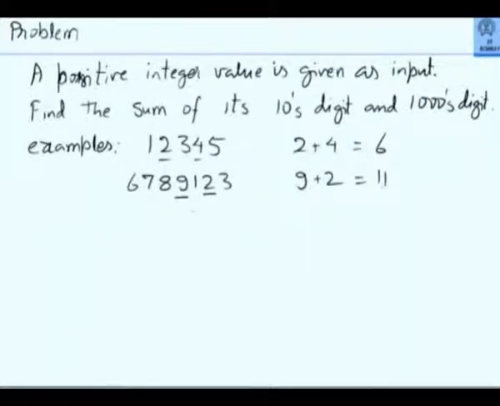Suppose somebody gives you a number 345. So what is the 1000 digit? It is 0, which is non-existent here, plus 4, which is this digit, is equal to 4. Suppose somebody gives you only a single digit, 7, then 0, 0.